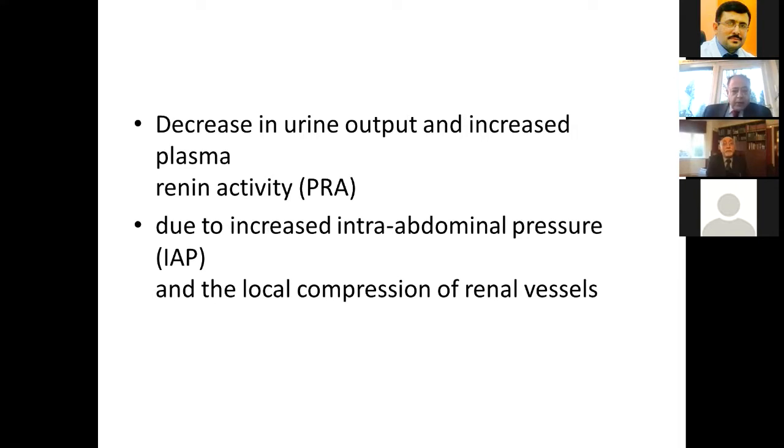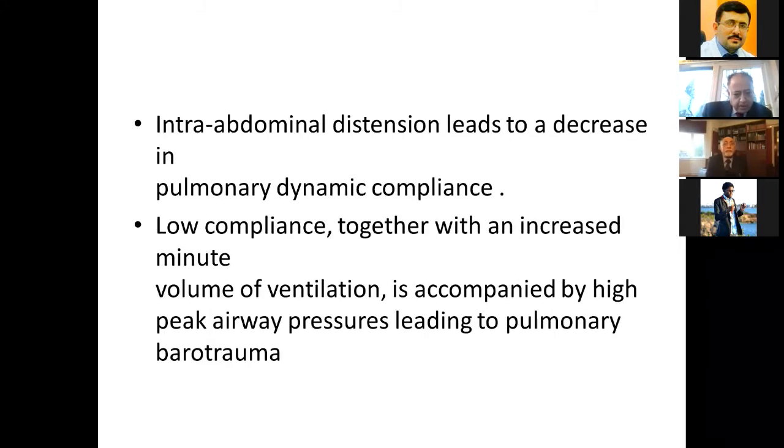During laparoscopic surgery, due to compression of the renal vessels, you get compromised renal output, but the kidney is still perfused. And when you release the pressure from the abdomen, the urine output usually returns to normal. As long as you maintain the mean arterial pressure, the kidney is perfused and well preserved, provided you have good control of the mean arterial pressure.